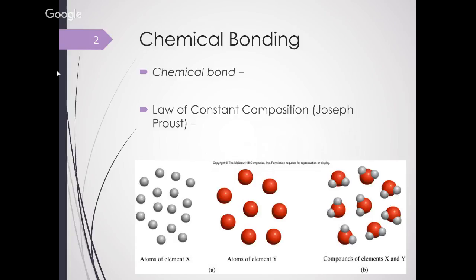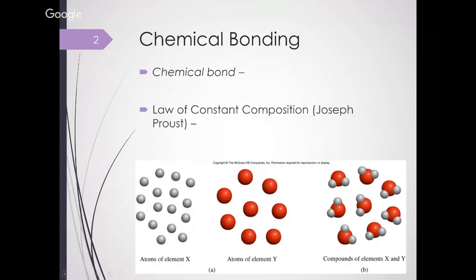Joseph Proust discovered the law of constant composition, which says that for any given compound, you are going to have a fixed ratio of atoms for that particular compound. So it's a fixed ratio of atoms and it's a fixed ratio of mass.